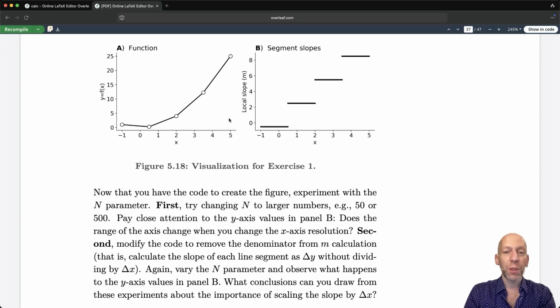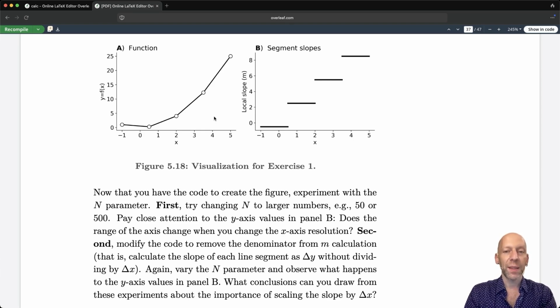Now that you have the code to create this figure, you can explore some parameters in this code. So one thing we want to do is experiment with the n parameter, which is the number of points in this function, which of course determines the number of line segments. And in particular, what I want you to pay attention to is whether the number of points in this function changes the behavior that we see in panel B, in particular the numerical values. Of course, there's going to be more horizontal lines as we increase n, but the question is whether these values on the y-axis are changing.